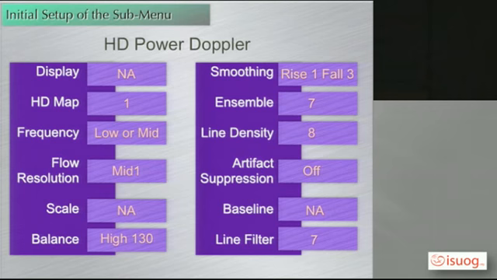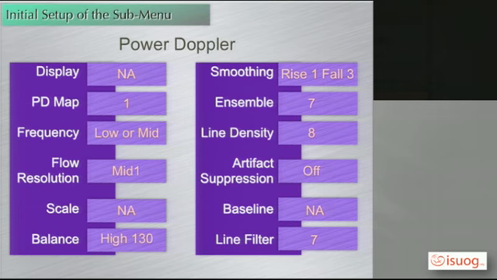This table lists the preferred settings for HD power Doppler. Let's review these settings. Display, not applicable. HD map, 1. Frequency, lower mid. Flow resolution, mid 1. Scale, not applicable. Balance, high 130. Smoothing, rise 1, fall 3. Ensemble, 7. Line density, 8. Artifact suppression, off. Baseline, not applicable. Line filter, 7.